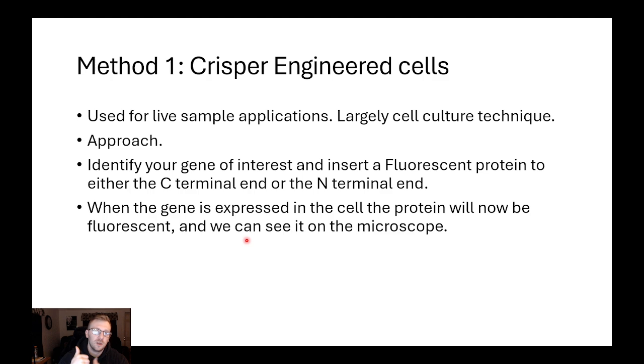And then you just tack on a fluorophore at the end of that sequence, and you're going to get a conjugated, genetically encoded fluorophore that's expressed in the cell. And so then, when the gene is expressed, the protein from that gene will now be fluorescent and we can see it on a microscope. For example, this is one of the most powerful ways to look at things like genetic expression vectors.